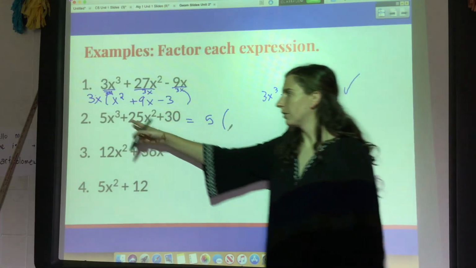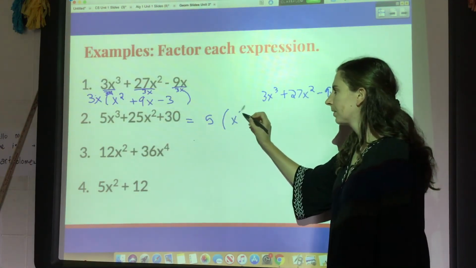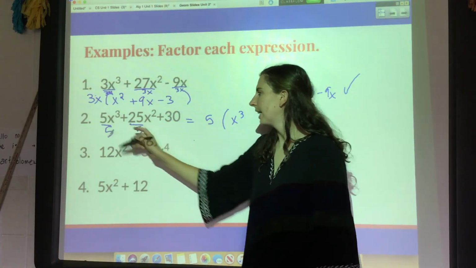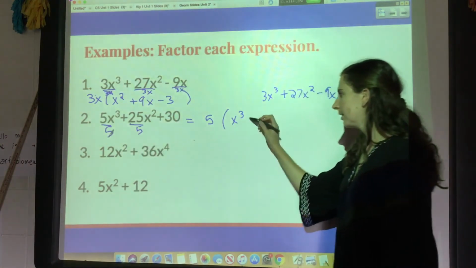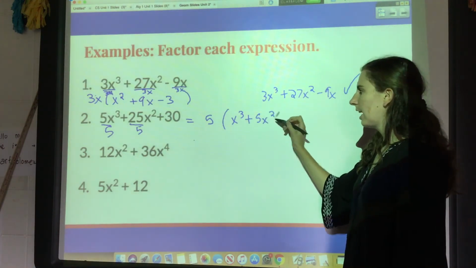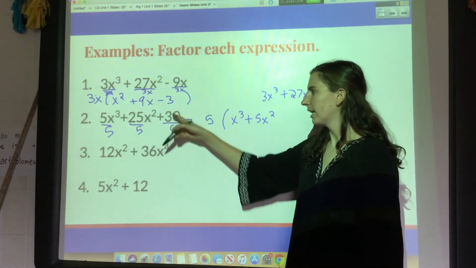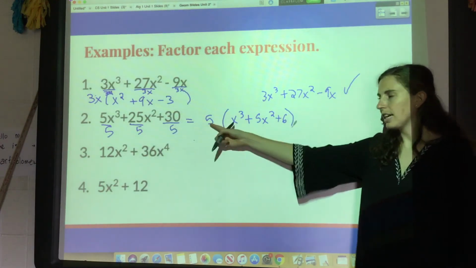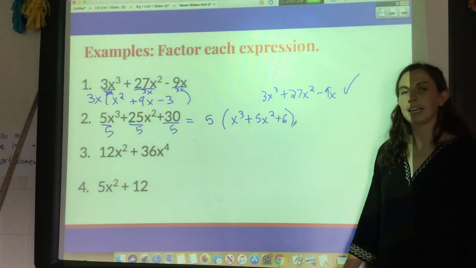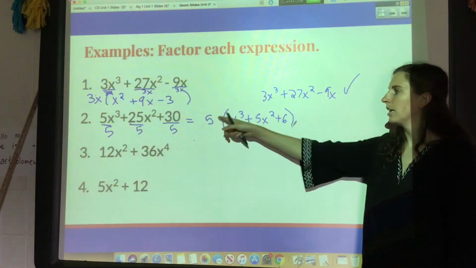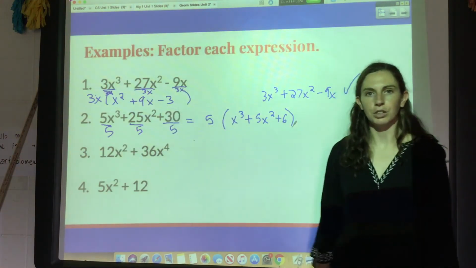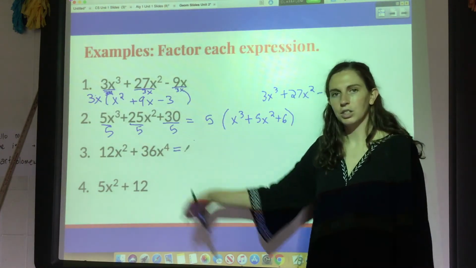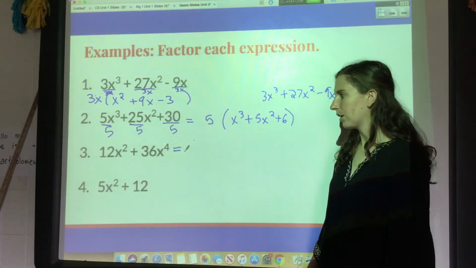That's going to leave x cubed. If I divide this by 5, I get 5x squared. And if I divide this by 5, I get 6. So there's my GCF, and here's what's left over. And again, if I were to multiply this out, I should get back to the original. Go ahead and try these two on your own if you haven't been doing that already.